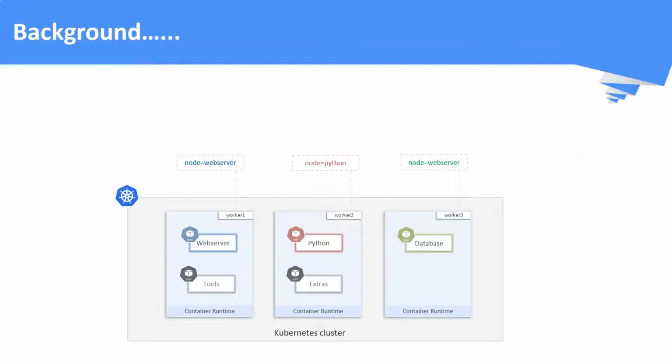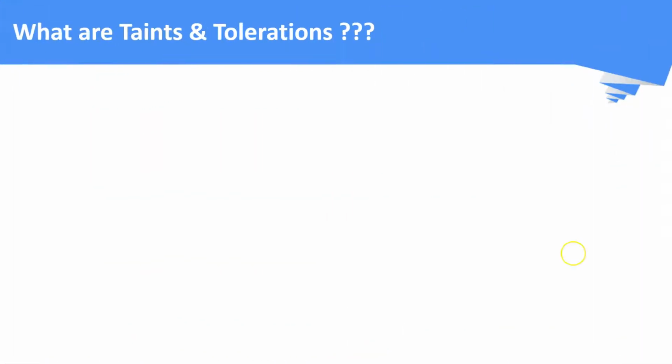In order not to place the pods onto the inappropriate nodes, we go for taints and tolerations. With the help of taints and tolerations, we can schedule the pods only in the appropriate nodes. Now, let us see what are taints and tolerations. What are taints and tolerations?